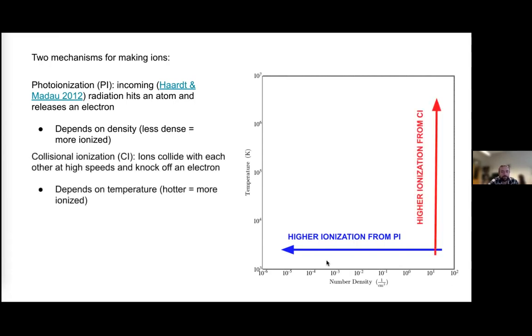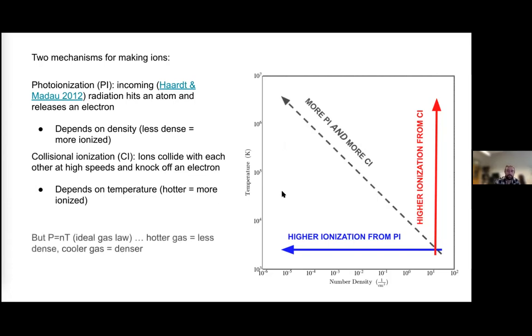The other thing that you can get ions from is what's called collisional ionization. This is where ions collide with each other at high speeds and knock off electrons. This depends on temperature, and it doesn't depend on density really, because even if you're twice as dense and you have twice as many collisions, you also have twice as many electrons to recombine. So it ends up being only a function of temperature. In some ways, it's really just the definition of temperature, right? The definition of temperature is the average kinetic energy of atoms, and therefore the average number of collisions and the average amount they knock things off.